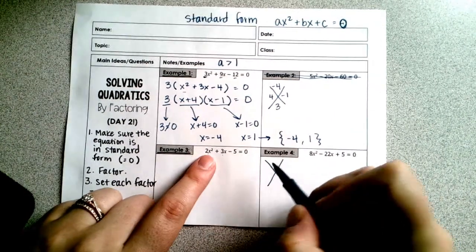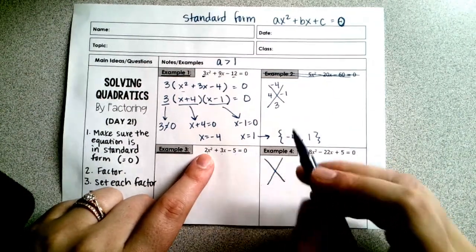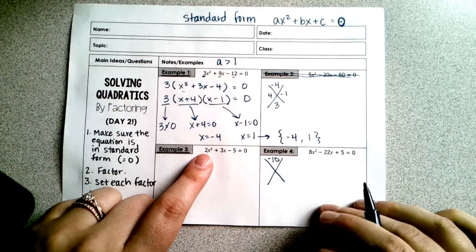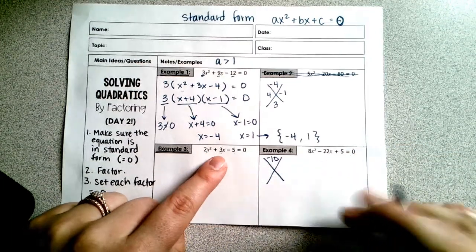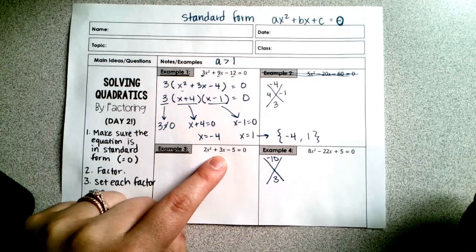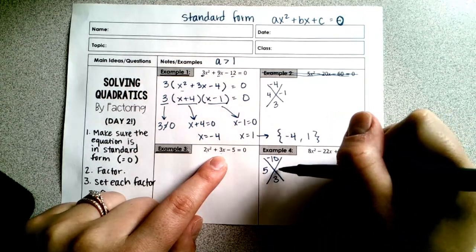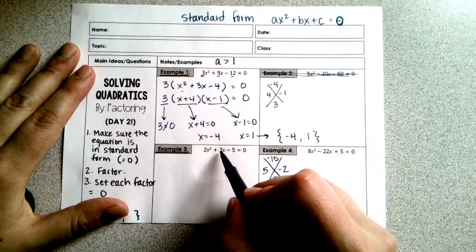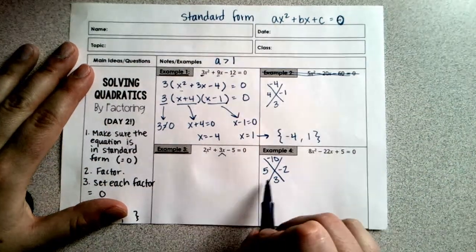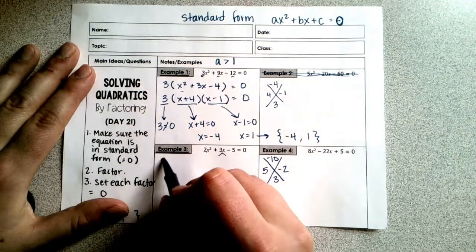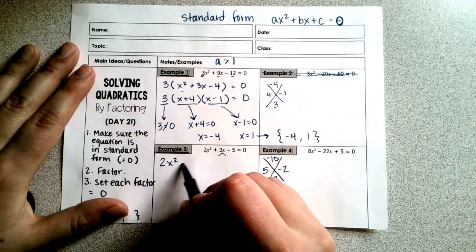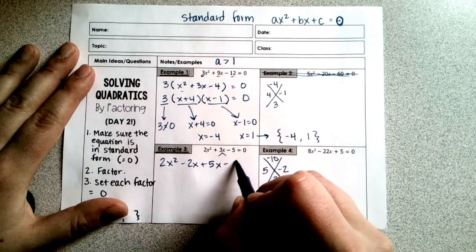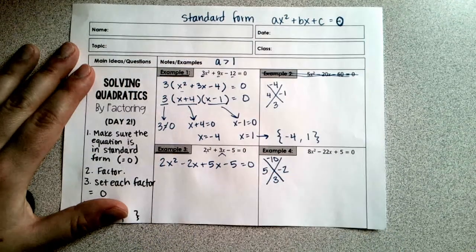So remember, you do a times c, which would be 2 times negative 5. That's negative 10, and it goes on top of the x puzzle. And on the bottom, you put your b value. And numbers that work for that are 5 and negative 2. So then doing the AC split, that's when we split our b term between the 5 and the negative 2. So this becomes 2x squared, I'm going to write minus 2x plus 5x minus 5 equals 0.